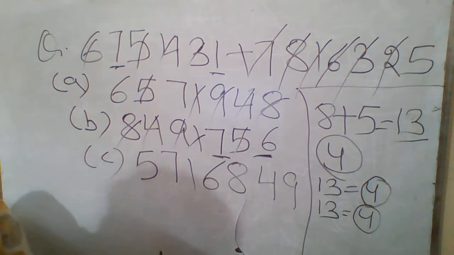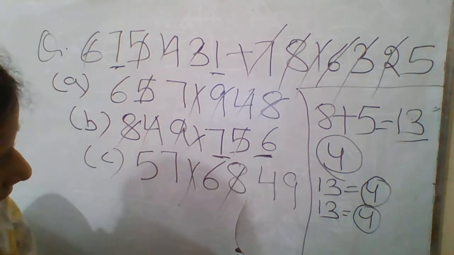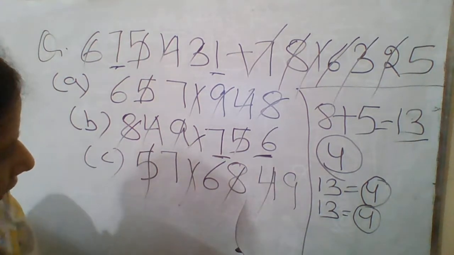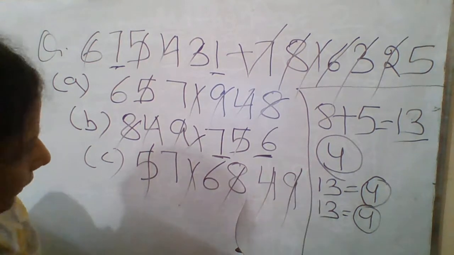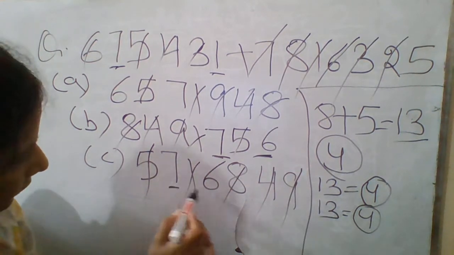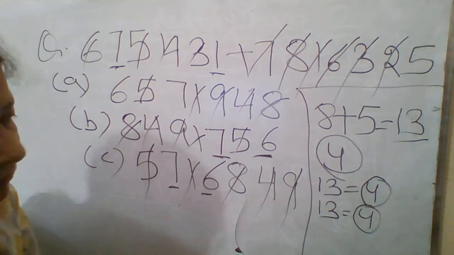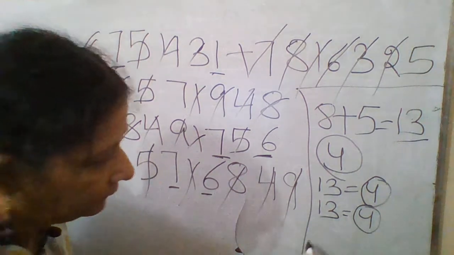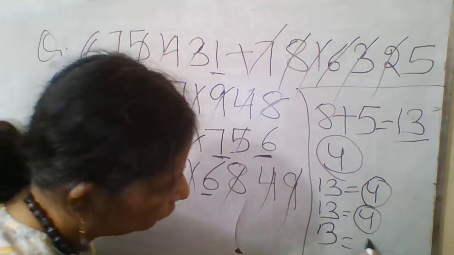Now you see, 8 plus 1 is 9, 5 plus 4 is 9. Now 9 here, cancel out. 7 plus 6 is 13 again. So the DR is 4 only.